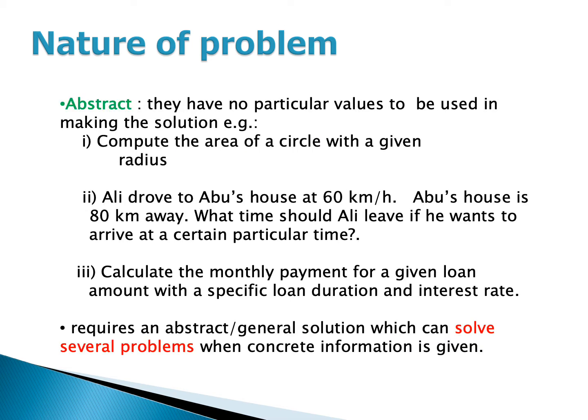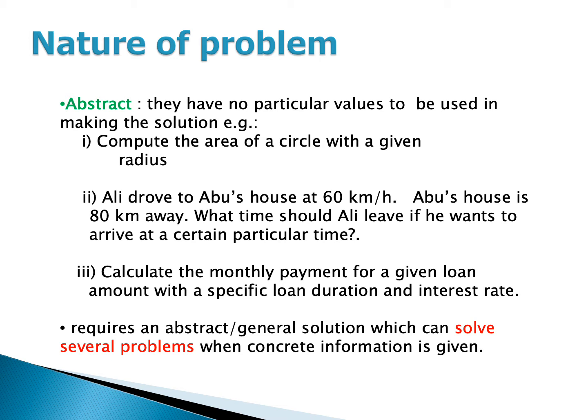Now, let's look at abstract type of problem. Abstract means that they have no particular values to be used in making the solution, unlike what we have seen in concrete problems. These examples are similar as before, but without having values to calculate them. The first example says compute the area of a circle with a given radius. As there is no number to indicate the value of the radius, we can only calculate it as area equals pi multiplied with radius squared.